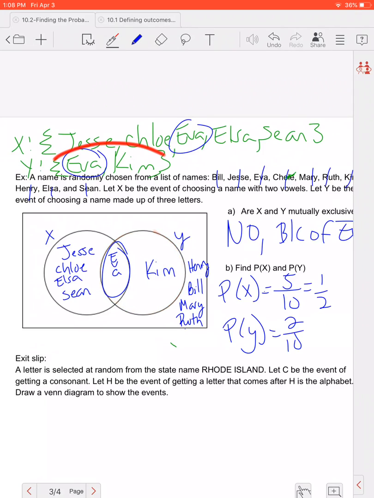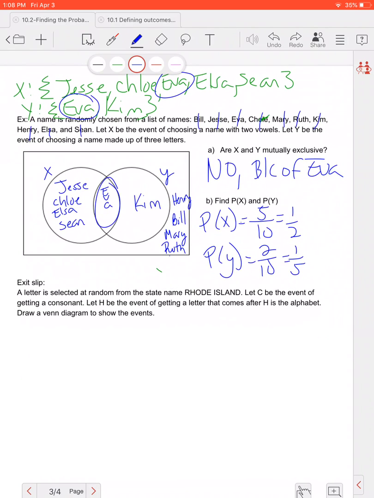So it might even be helpful to look back up here at your sample space to help you decide how many are in each one. Which we can reduce either to a fraction or change to a percentage. So this would be 1/5. Again, these don't add up to 100% because we're not including these, and Eva's in both, so that throws off our numbers a little bit. Okay, so go ahead, pause this video and try the exit slip.